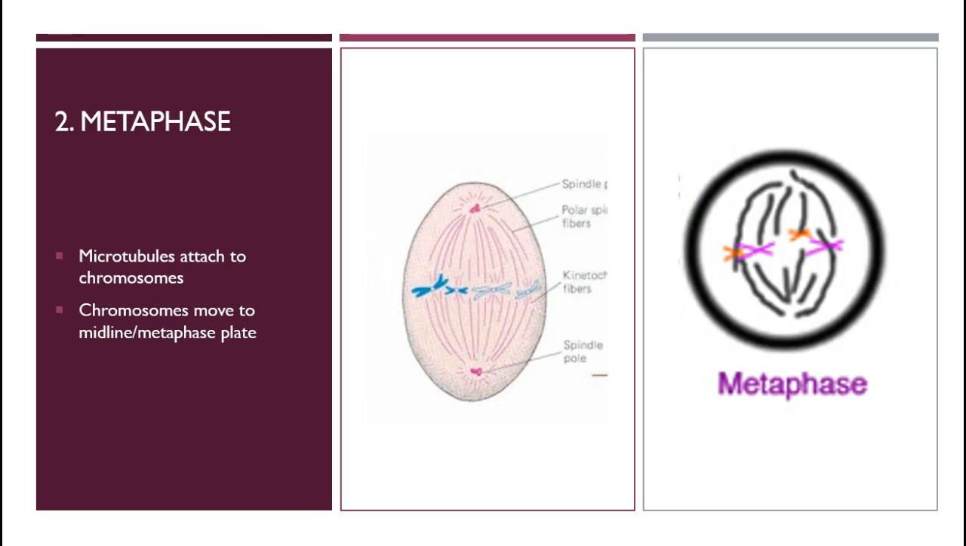The next stage is metaphase. M for metaphase, but you might want to remember M for middle, because in this stage, the chromosomes line up in the middle of the cell. The nucleus has been disassembled and is no longer there, so we have the chromosomes in the middle waiting there.